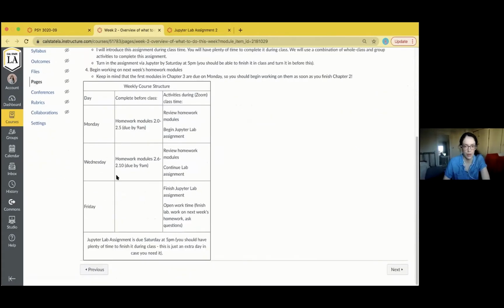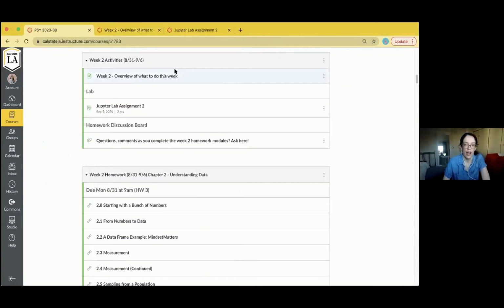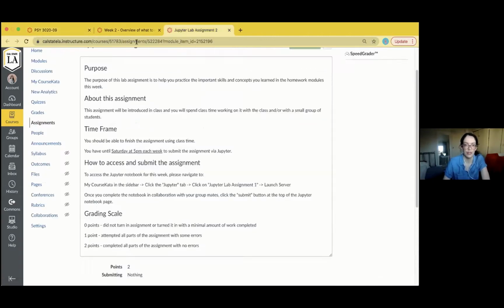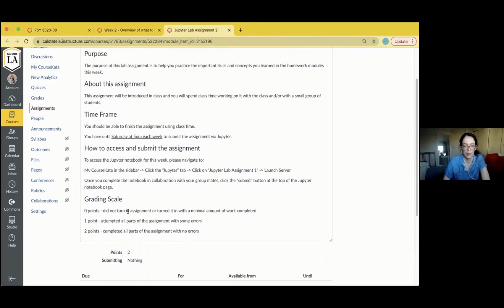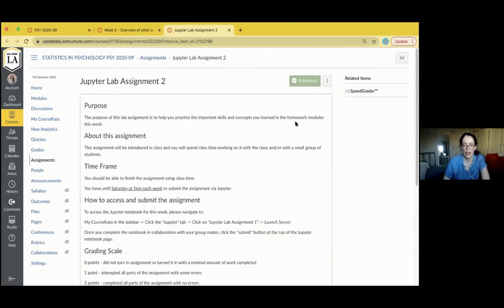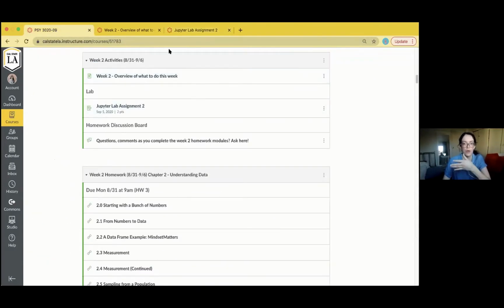I also have a table here that has the same information about when homework is due, and also what activities I have planned for the class. So I had that at the top. I also have a section where I would put the assignment page for their Jupyter lab. It just has generic information about the lab assignment. They don't actually turn anything into this page because it's turned in through Jupyter, but this is where I would input the points, and it also has a due date.